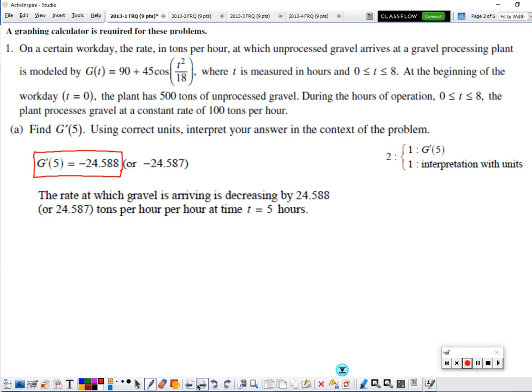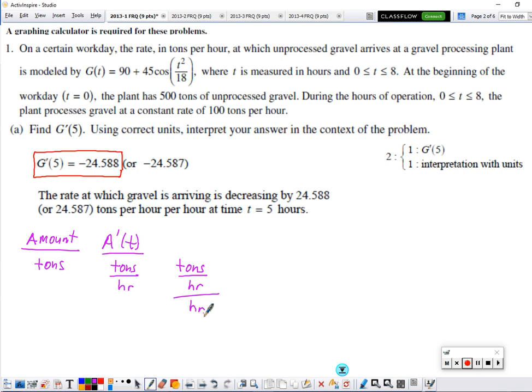It says using correct units, interpret your answer in the context of the problem. Okay, this is already a rate, so this is a rate of a rate. The units are simple. The amount is measured in tons. That means the rate at which A changes would be tons per hour. That means the next rate, the rate of the rate, has to be units of tons per hour per hour.